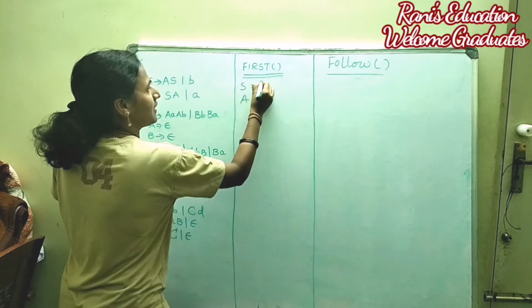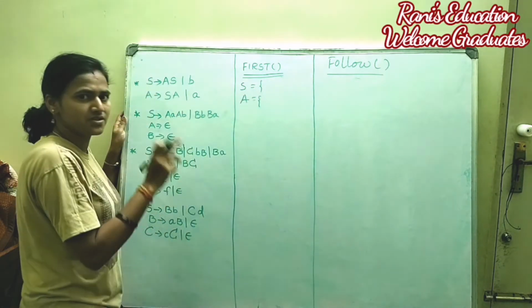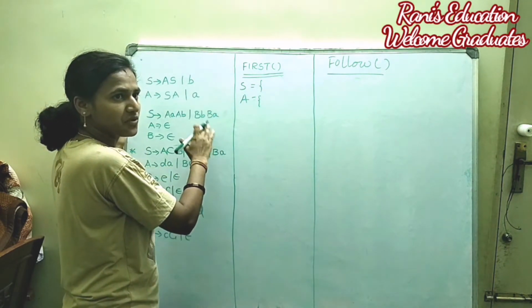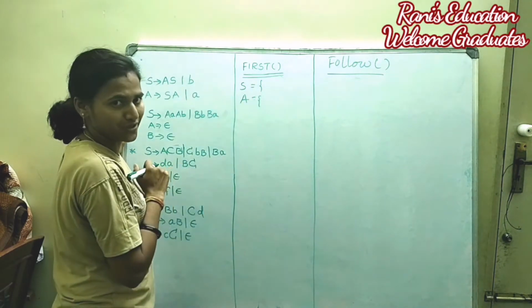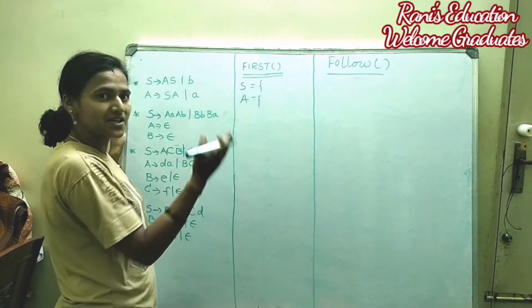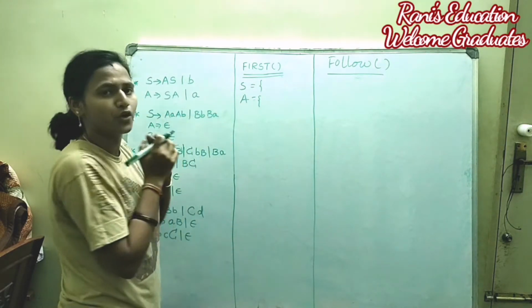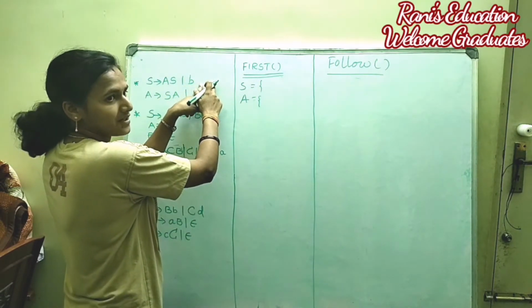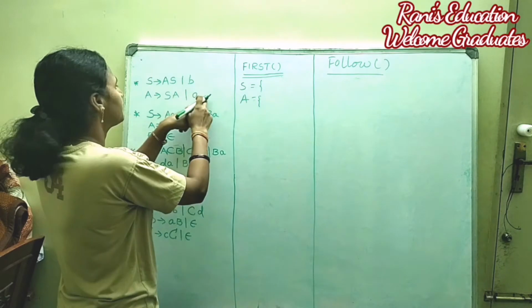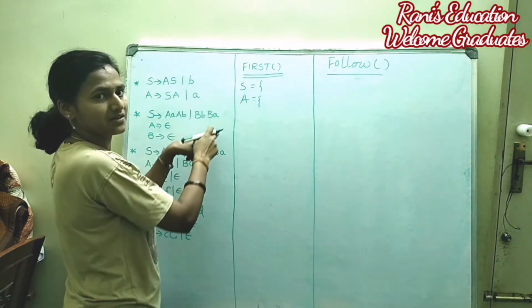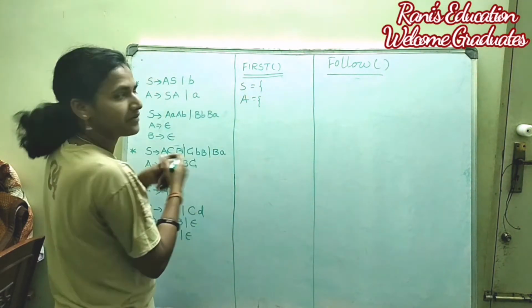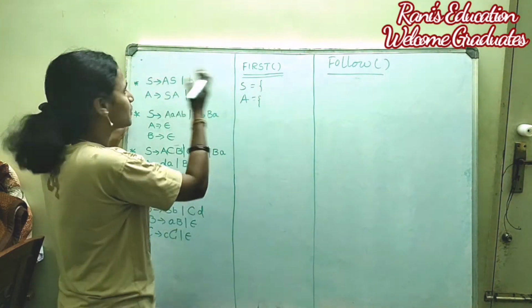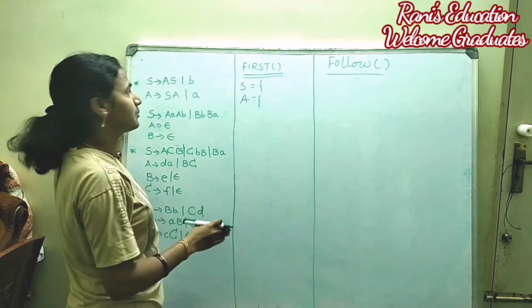So dear friends, when we are going to compute the first function, you just need to observe whether there are any productions which contain epsilon or not. If we don't have such productions, directly we can follow the normal procedure. That is, you compute first for the first grammar symbol of the production, then go for the second grammar symbol of that production. In the first grammar, we don't have any epsilon production, so directly I am going to follow the normal procedure.